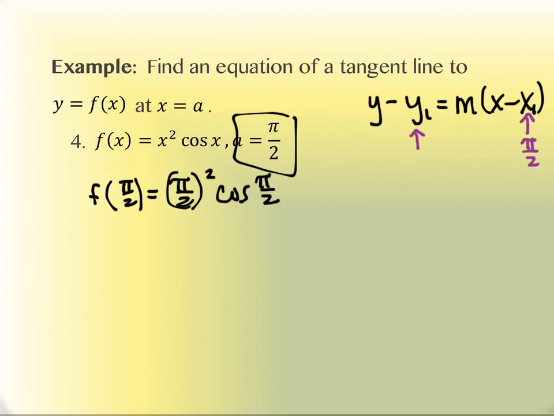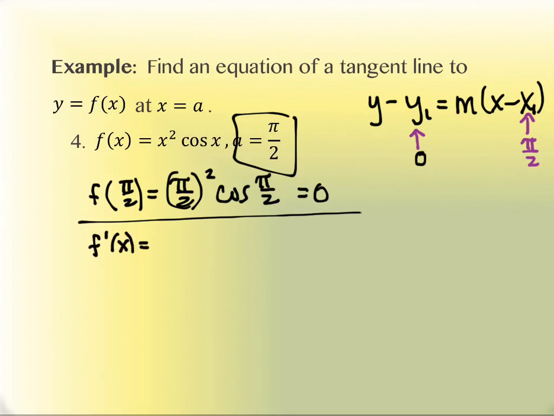So what happens to this whole function right here? Yeah, it's 0. So my y1 value is 0. That's friendly. The only thing left to find is m. And how do I find m? Derivative. Yes, that's right. So let's find the derivative.